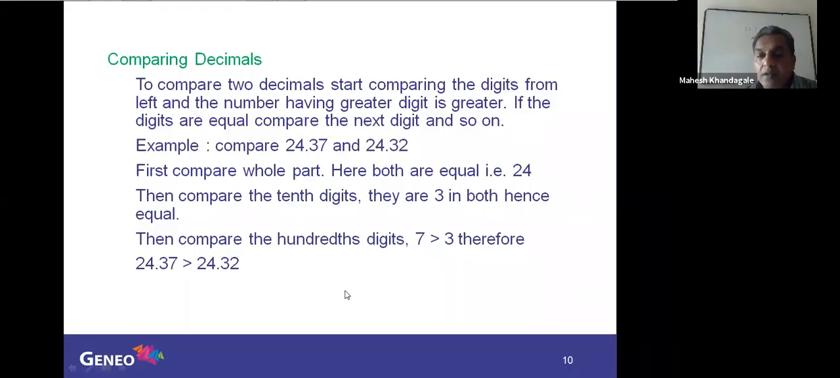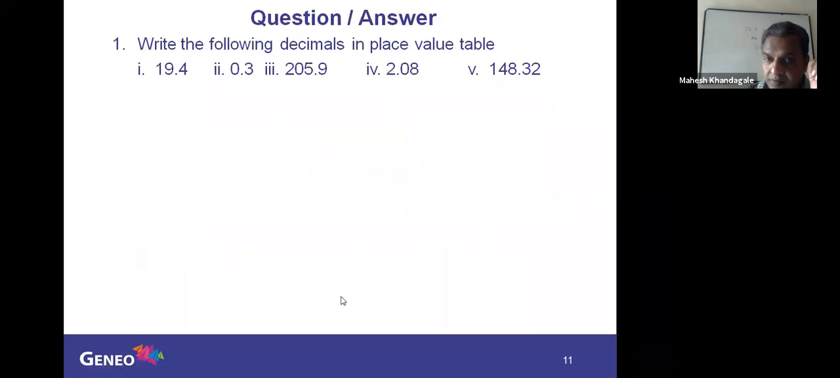Now we will. So these are the three simple things which you have learned: tenths, hundredths, then writing the fraction as decimal and decimal as fraction, and then comparing the decimals. So we will solve problems now. Correct?